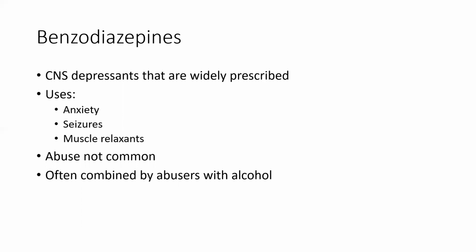People take it, let's say they need a muscle relaxant, they take it, but they're not getting abused of it, because the muscle relaxant they're taking is not going to be for 6 months or 1 year. But they're often combined by the abusers with alcohol to increase the effect, to potentiate the effect that they want to feel for the substance abuse.